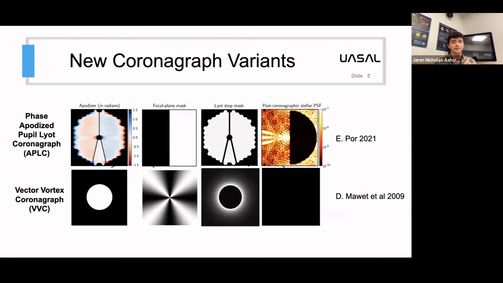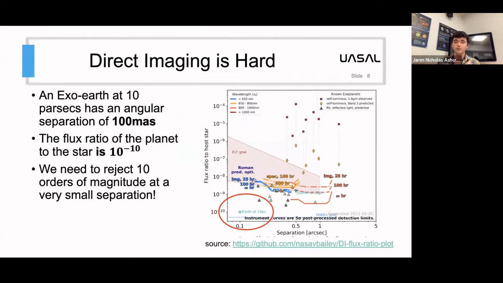To achieve really high contrast, we use really exotic coronagraph architectures with space age names, like the phase-apodized pupil Lyot coronagraph and vector vortex coronagraph. Those are really cool and also help us to achieve a really, really high contrast because direct imaging is a very hard problem. This plot is from a GitHub repository hosted by Vanessa Bailey that shows the flux ratio, that contrast ratio you need in order to detect an Earth-like exoplanet at 10 parsecs. That flux ratio is 1 part in 10 billion, or 10 to the minus 10.